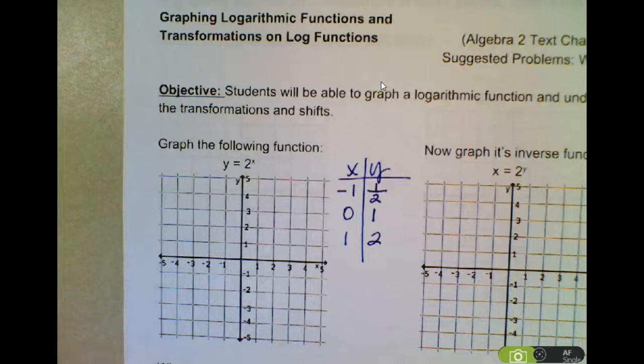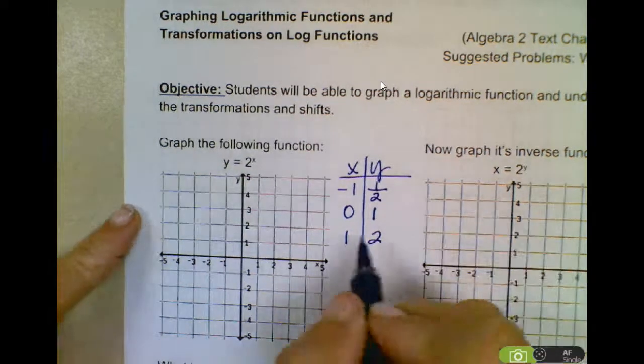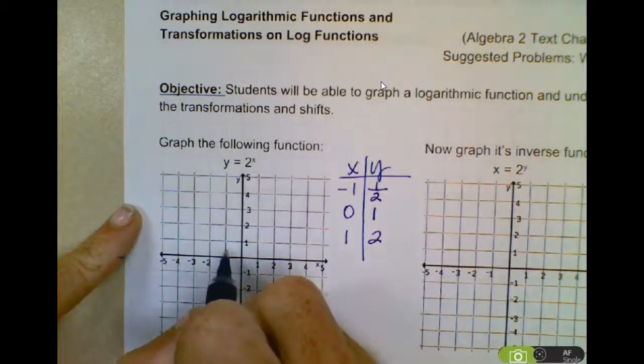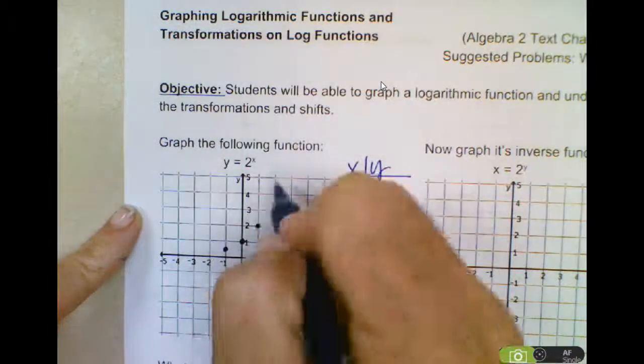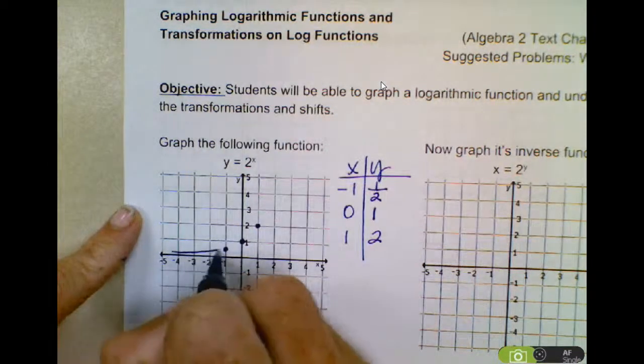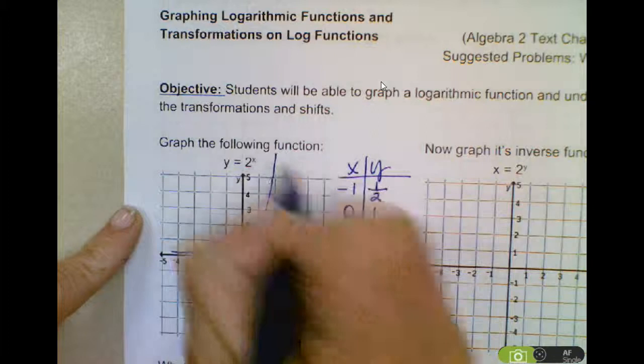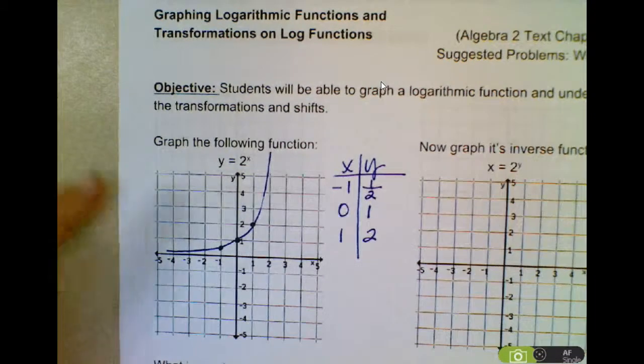I'm not looking for exacts on your logarithmic functions. I'm looking that you understand how they shift, where they begin, where an asymptote might be. So that's what I'm looking for. So -1, 1/2, 0, 1, and 1, 2. This probably looks familiar to you from the section on graphing exponential functions. They will look something like that.